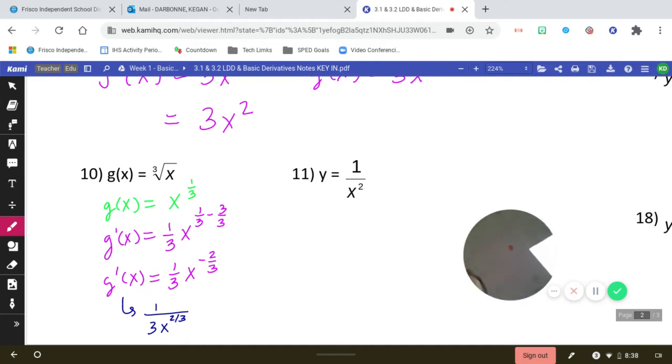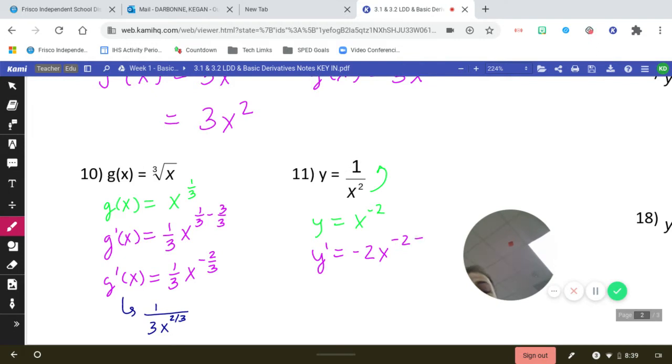To do that, I can take my x² and move it up to the top. Now, when I do that, that's going to change this to be y equals x to the negative 2. Remember, that is my negative exponent property. So moving a base between the top and the bottom of the fraction is going to change it between a positive and a negative exponent. Now that I have y equals x to the negative 2, I can bring that negative 2 down. So this becomes y prime is equal to negative 2x.